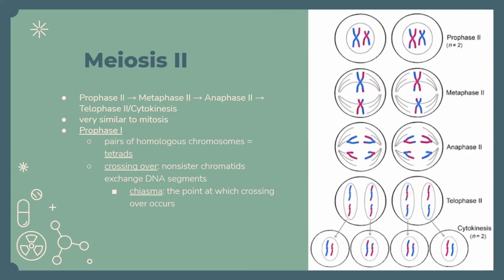After meiosis I, you'll have meiosis II. This stage is actually very similar to mitosis. Once again, you go from prophase II to metaphase II to anaphase II, and then finally telophase II and cytokinesis.